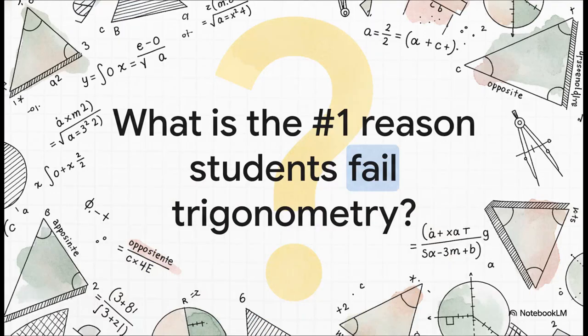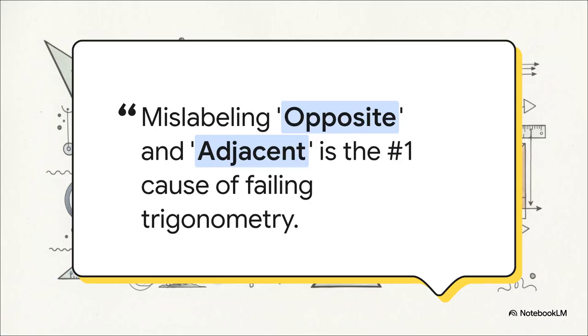But first, let me ask you a question. What do you think the number one reason is that just trips students up and even causes them to fail trigonometry? I mean, is it the crazy formulas? All those weird Greek symbols? What do you think? Well, the answer is actually surprisingly simple. It all comes down to mislabeling the opposite and adjacent sides of a triangle.